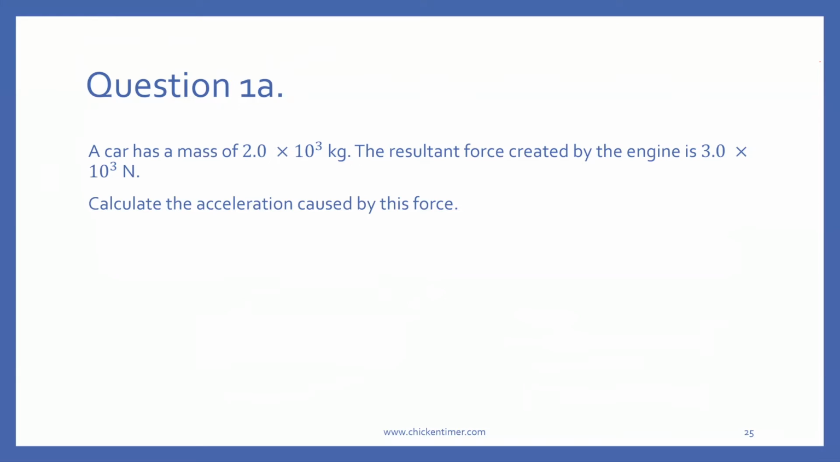Number one thing I will do is write down the given information. Given mass equals 2.0 times 10 to the power 3 kg, and resultant force is 3.0 times 10 to the power 3 newtons. They say calculate acceleration. I digest the question in this manner. I want to find acceleration. Step 2, I look for a formula that involves mass, force, and acceleration. F equals ma, so I write down F net equals m times a.